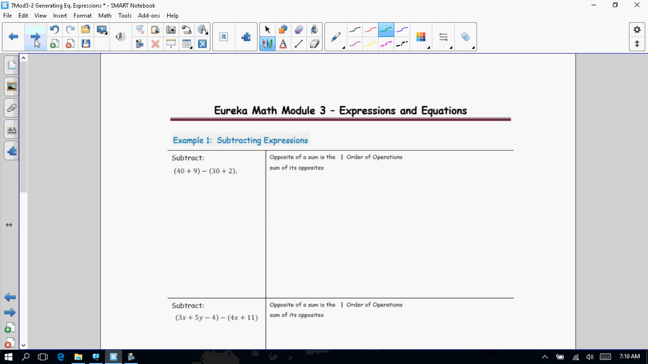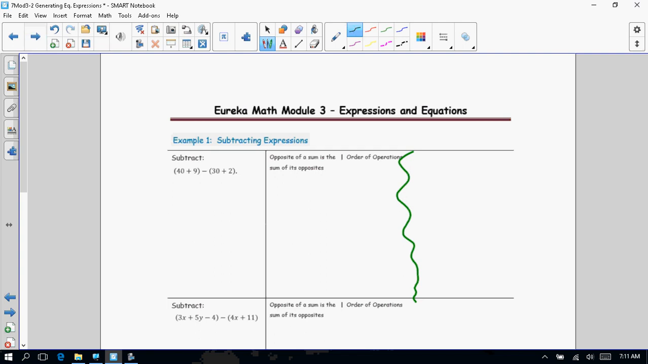It's talking about subtracting expressions. All right, so we're going to take this, and it wants us to do this 2 different ways. One way using SMATO. I know it says the opposite of the sum is the sum of the opposites, but it's basically SMATO. And then the other one is order of operations, just following please excuse my dear Aunt Sally. So I'm going to split my paper into 2 parts.